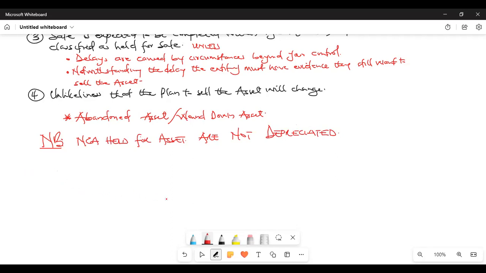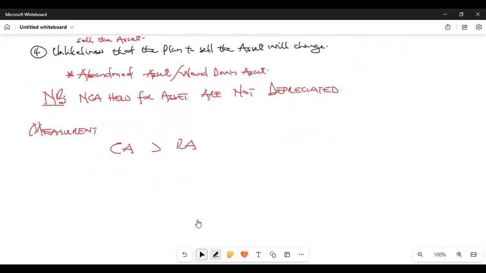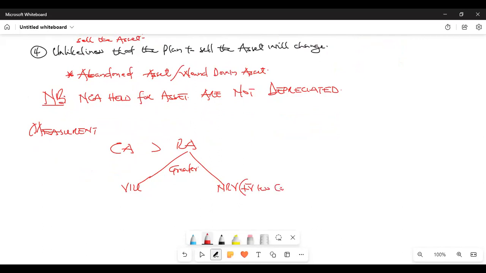So I was telling you that if you remember what we did under IAS 36 impairment, we said that impairment arises when the carrying amount is greater than what? The recoverable amount, right? And your recoverable amount, we said, was the greater of what and what? The net realizable value and value in use. Sorry, fair value less cost to sell and value in use. Net realizable value is the fair value less cost to sell. All right.